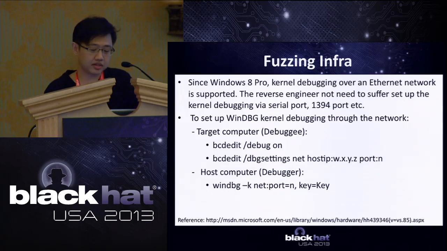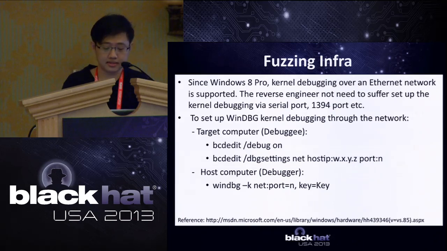And we use the advantage of the Windows 8 OS, where the kernel debugging is able to be connected through the network, and this makes reverse engineering easier than previous operating systems. And the setup process is very simple. You just need to execute 2 commands in the debugging operating system to configure the port number and debugger IP address. And the result of the command will generate the key. And in the debugger OS, you just need to launch and execute WinDBG with the key and port number you configured previously.